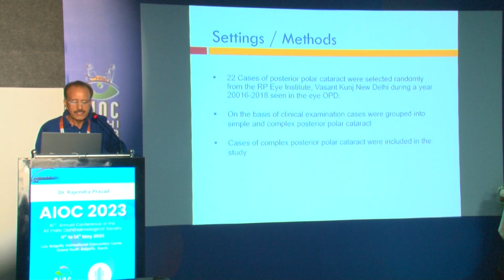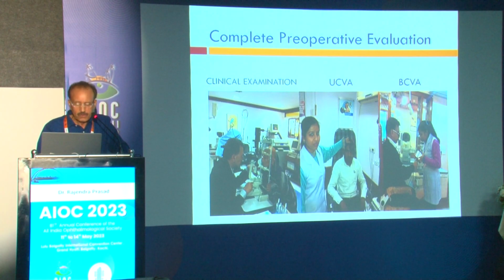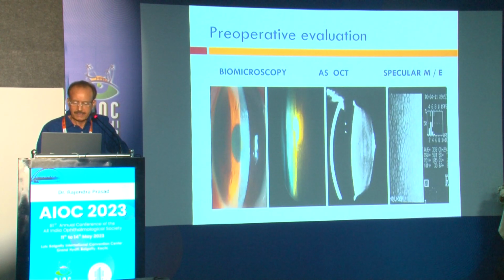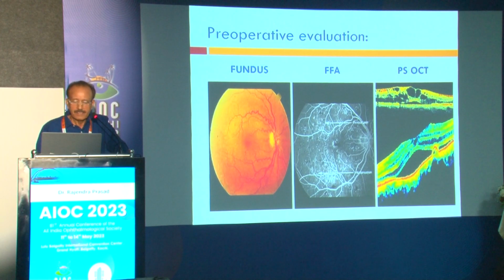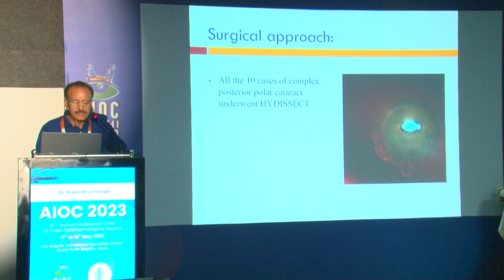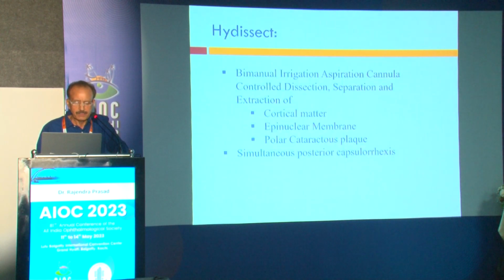We took up 22 cases of posterior polar cataract from our center during 2016 to 2018, and we grouped them into two groups, the simple and complex posterior polar cataract. Complete preoperative evaluation was done in all the cases, including biomicroscopy, anterior segment OCT, specular microscopic examination, fundus fluorescein angiography, and posterior segment OCT. All the 10 cases of complex posterior polar cataract underwent high dissect, a new surgical technique in the management of these cases.